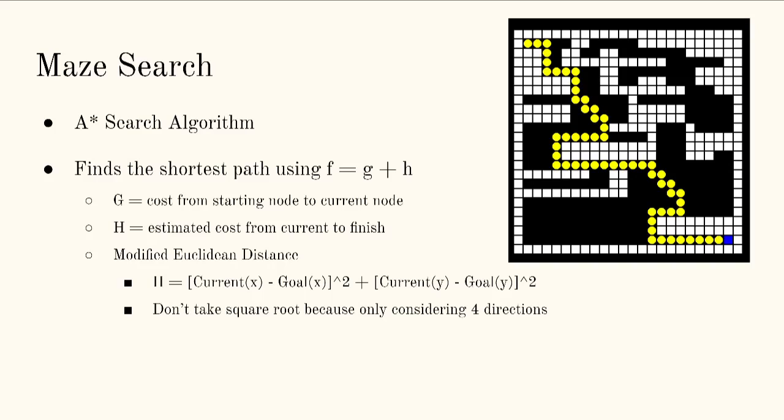So the g parameter is the cost from starting at the starting node and going to the current node that you're at. And since we set all the weights equal to 1, it's just how many nodes have been traversed. Now the h parameter is an approximation heuristic, which is the estimated cost from the current node that we're at to the goal node. To get this value, we use a modified Euclidean distance, which takes the x and y components of the goal node and subtracts them from the x and y components of the current node, squares those values and adds them together.